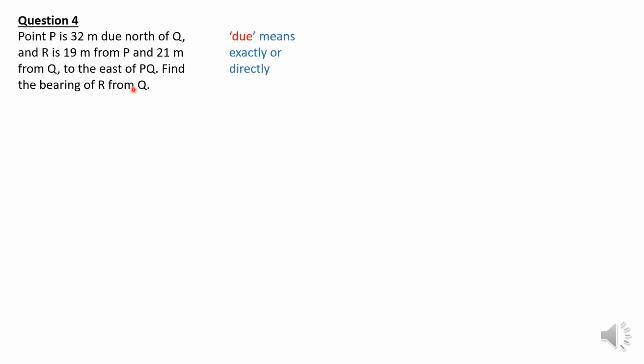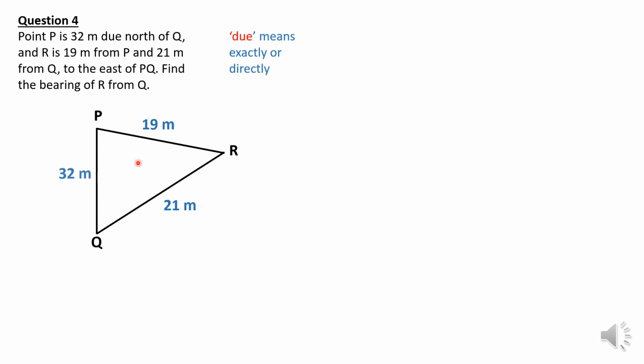So when I bring in a diagram like what I did here, you see point P is exactly north of that. After drawing the diagram, I can now complete the information. So I know that Q to R is 21, P to R is 19, and PQ, or QP, is 32 meters. Now they are saying, and this is the part, find the bearing of R from Q.